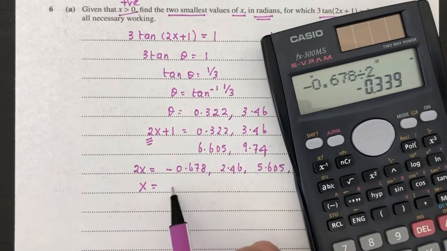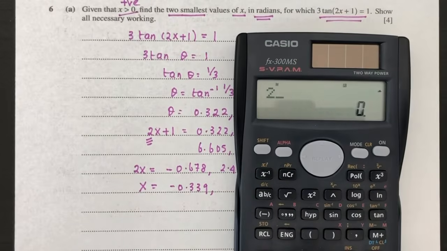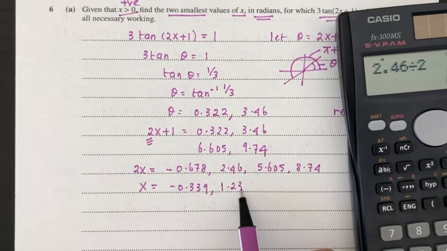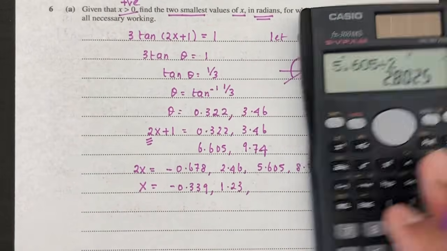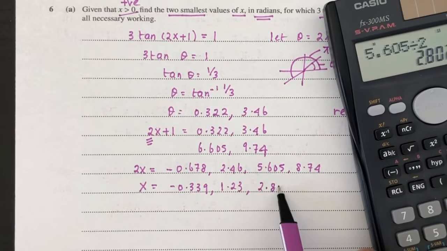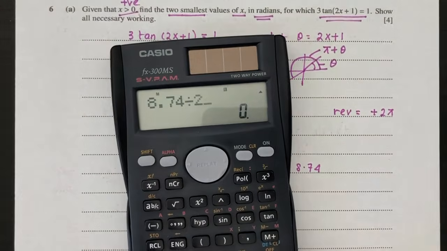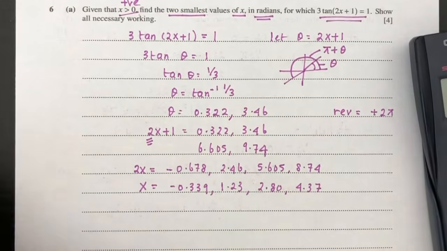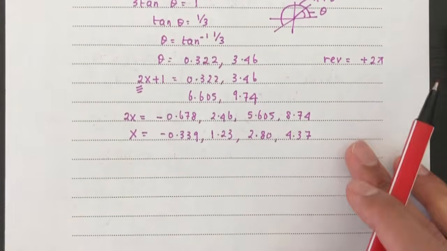That will be minus 0.339, and 2.46 divided by 2 will be 1.23, and 5.605 divided by 2 is 2.80, and then the last one, 8.74 divided by 2, will be 4.37. Now, the question only needs 2 values of x, which is positive. Let's see, what can we have?